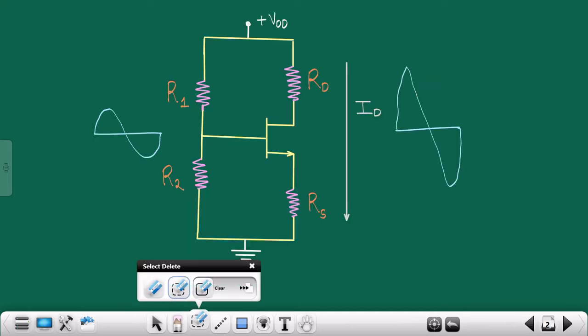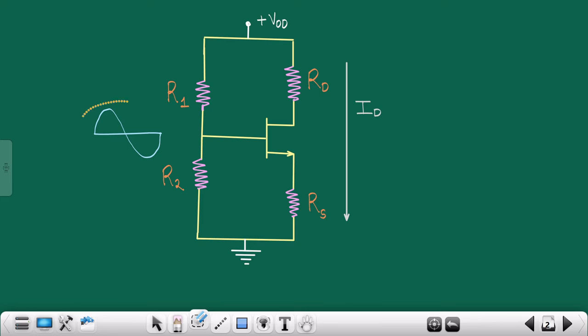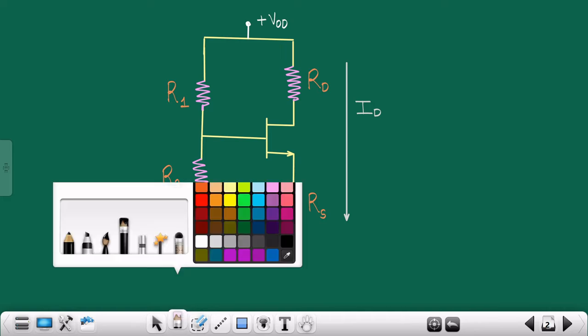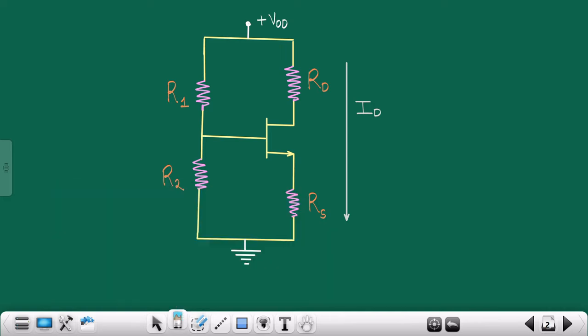Let me erase this particular thing. Oh sorry, let me only erase this particular part. Let's suppose this is the current flowing from drain to source terminal. Since you have biased this MOSFET, obviously you would be getting one DC voltage over here, VG. And obviously there would be one voltage across this gate source terminal, VGSQ. Let's suppose not Q, let's suppose this voltage is VGS.